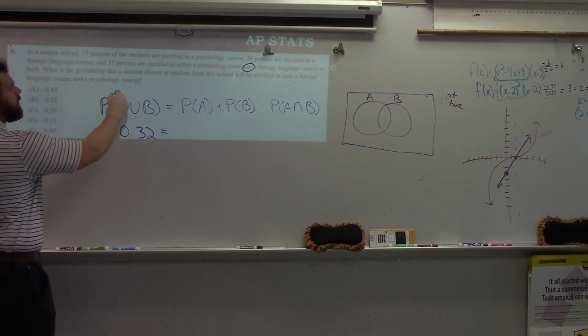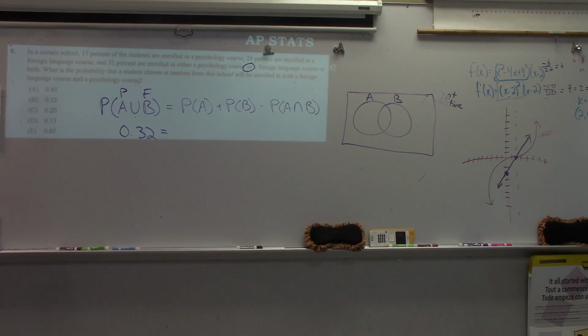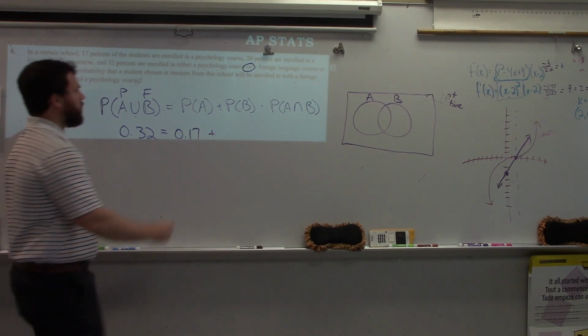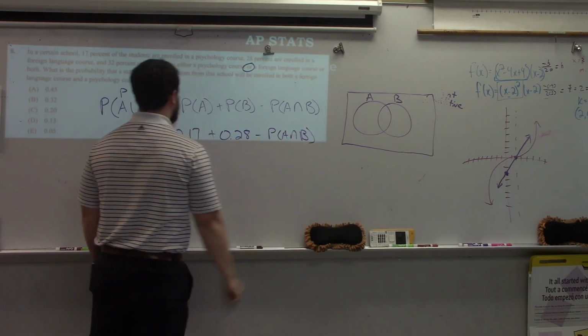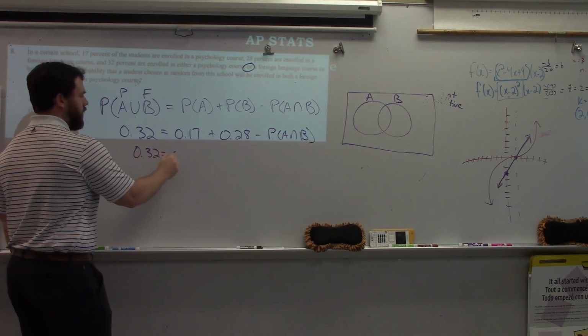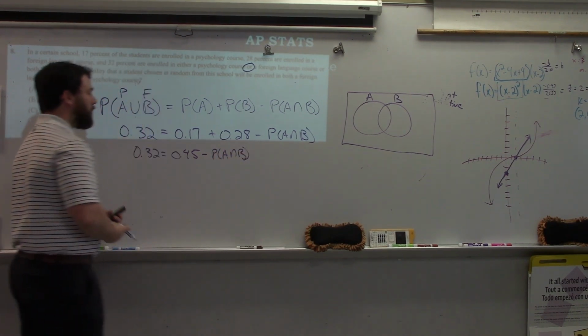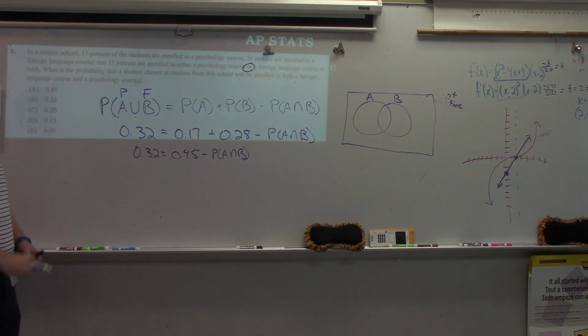And we'll say this is psychology and this is a foreign language. So what is the probability of psychology? 0.17 plus the probability of a foreign language? 0.28, minus the probability of both. So 0.32 equals 0.45 minus probability of A intersect B. And you can rewrite this, but I will also point out 0.45 minus what is 0.32? 0.13. Okay.